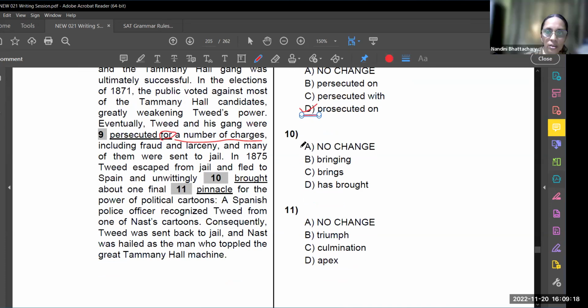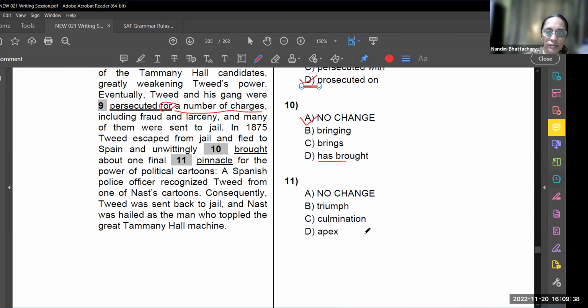Number 10. A, no change. Why? In 85, Tweed escaped from jail and fled to Spain and unwittingly brought about one final pinnacle. So it is in the past tense, and we don't go with "has brought." So A will be the answer. Number 11.